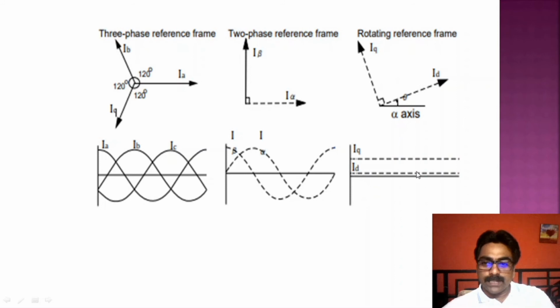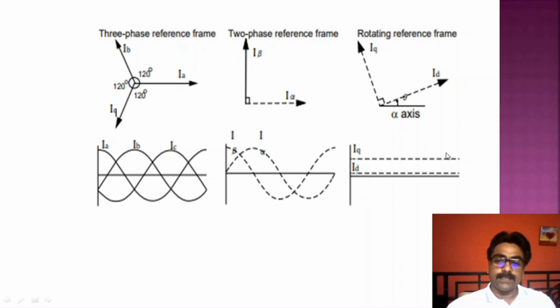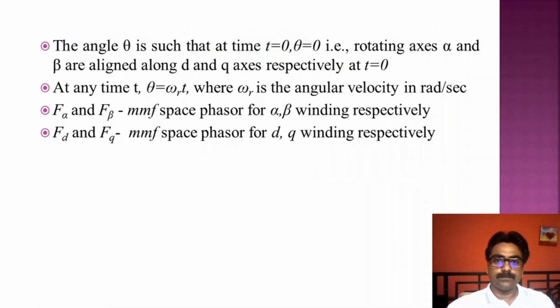So here we have the direct current and the quadrature current. Right? Direct axis current and quadrature axis current. This is giving the general introduction about how we are going to proceed, and the basic concepts to be taken into account.